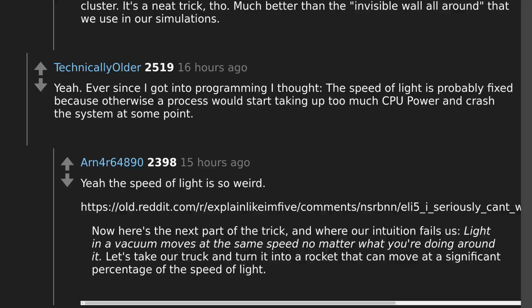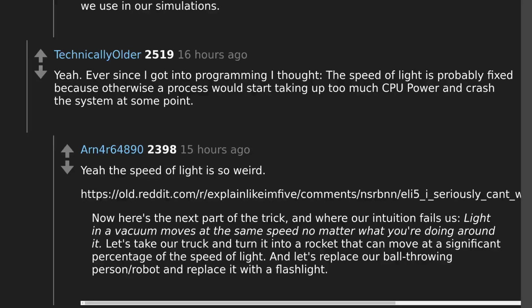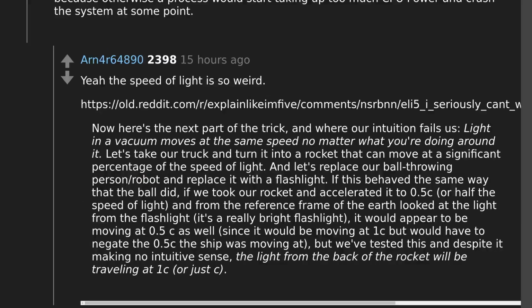Now here's the next part of the trick, and where our intuition fails us. Light in a vacuum moves at the same speed no matter what you're doing around it. Let's take our truck and turn it into a rocket that can move at a significant percentage of the speed of light, and replace our ball-throwing robot with a flashlight. If this behaved the same way that the ball did, if we accelerated the rocket to 0.5 c, or half the speed of light, and from the reference frame of the Earth looked at the light from the flashlight, it would appear to be moving at 0.5 c as well.